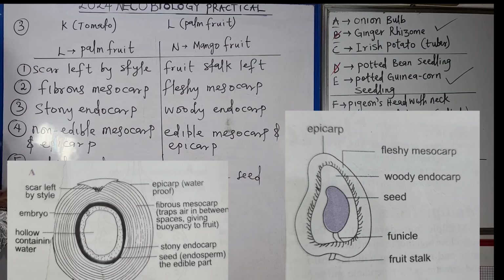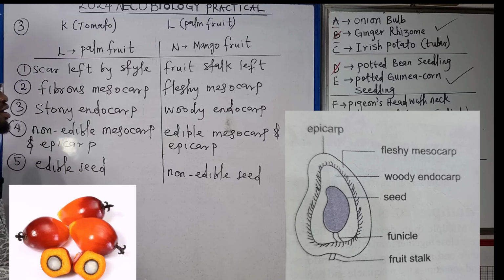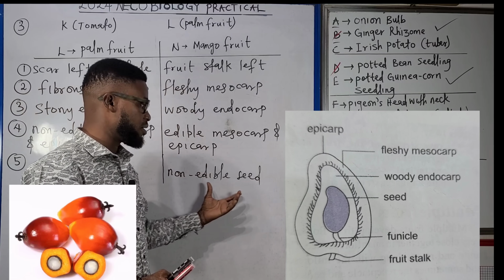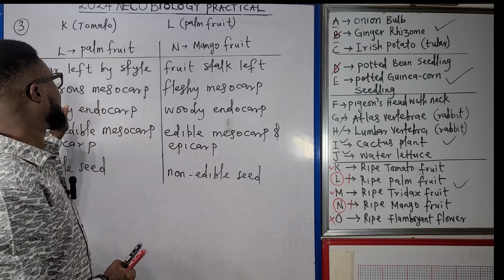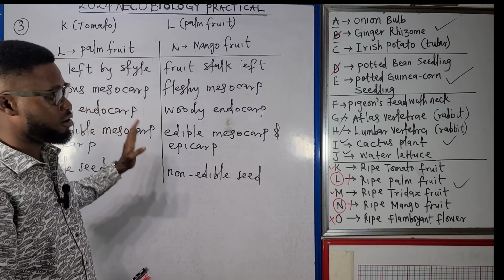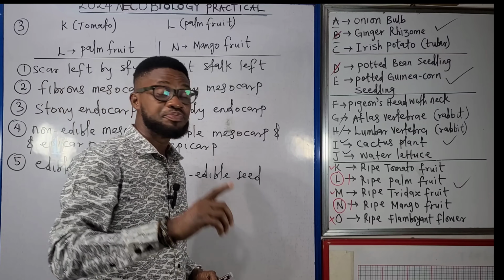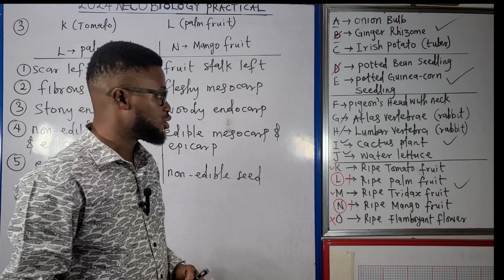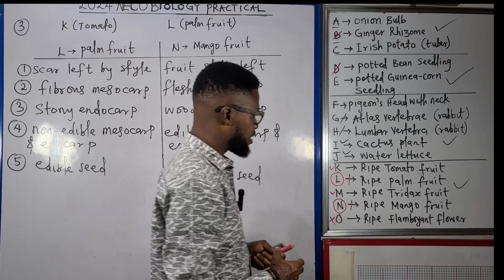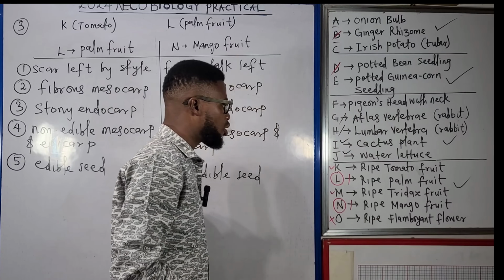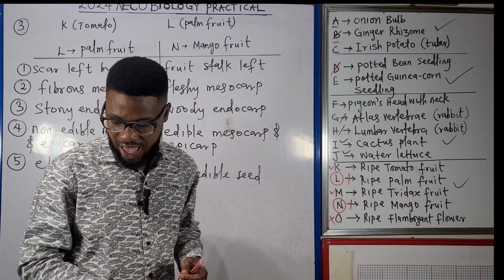And then number 5, the seed for the palm fruit is edible, whereas the seed for a mango is non-edible. So those are just about the differences between specimen L and specimen N. Like I always say, a biology practical is not complete without drawing. So what are the possible drawings that we can have here?